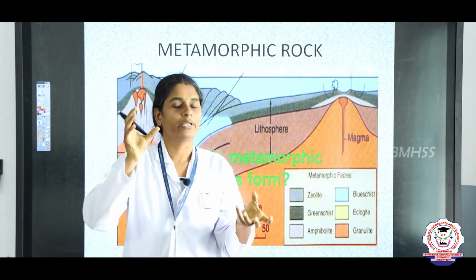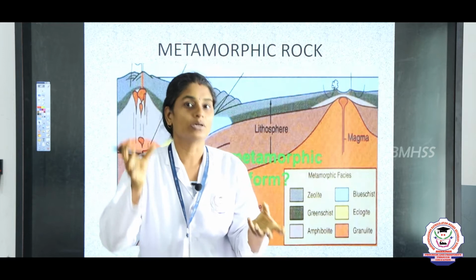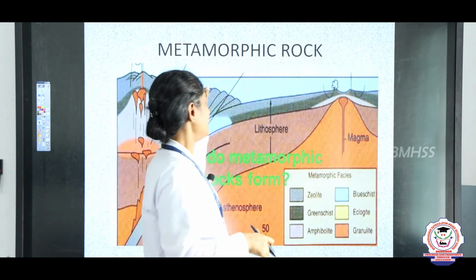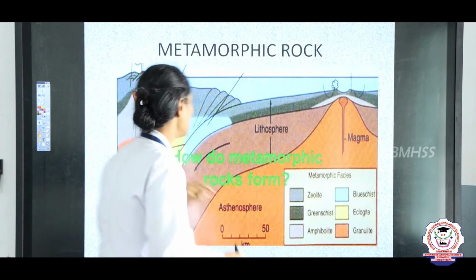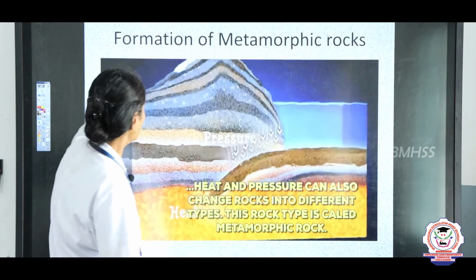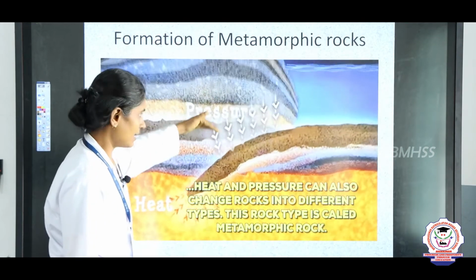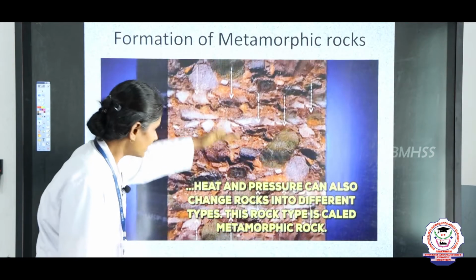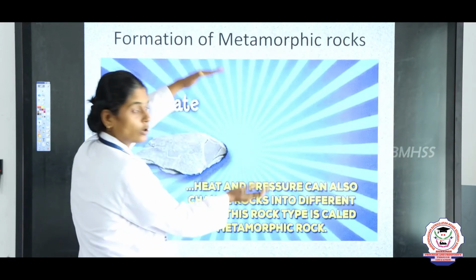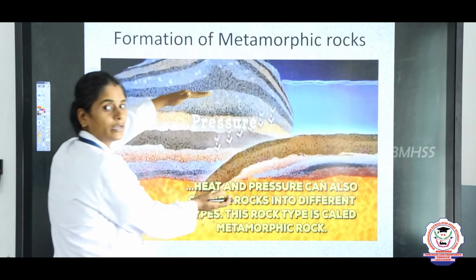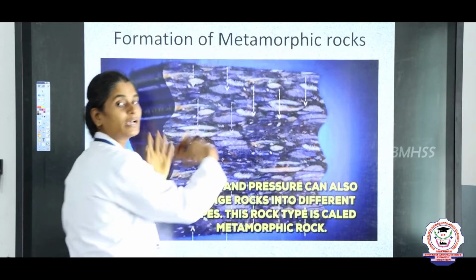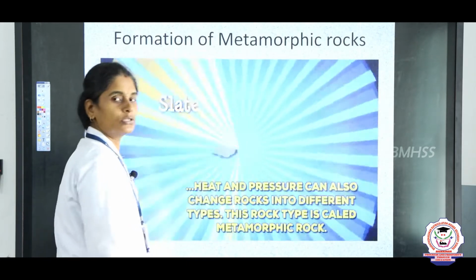In the same way, an igneous rock or sedimentary rock is changing into another type of rock. So that is known as metamorphic rock, right. So now you can see how the metamorphic rock is formed. Because of the heat and the pressure, the igneous rock or the sedimentary rock changes into metamorphic rock, right. So it will be converting into metamorphic rock. So are you clear now?